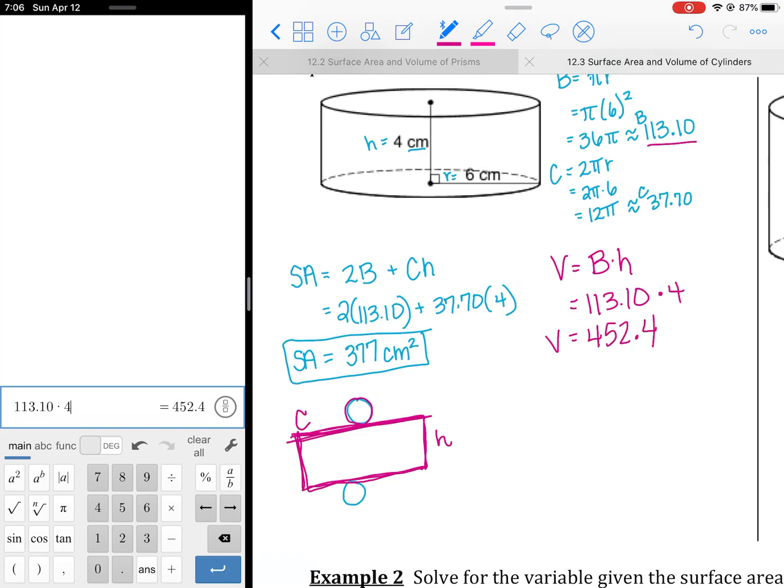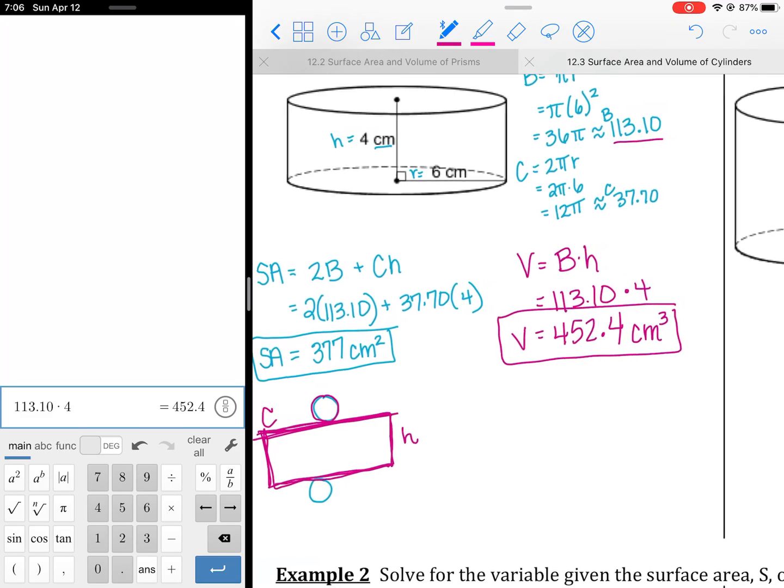So let's go to our calculator, 113.10 times 4, and that gives me a volume of 452.4. Now volume is three-dimensional space, so we use cubic units. So this will be centimeters cubed or cubic centimeters. So that's how much space there is to be filled, like if this was a glass and we wanted to fill it up with water.